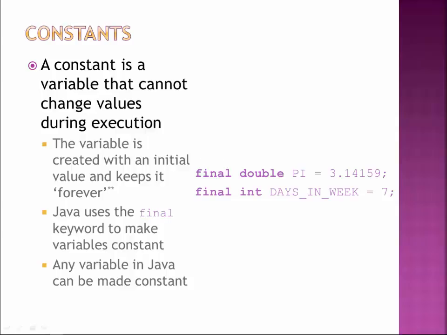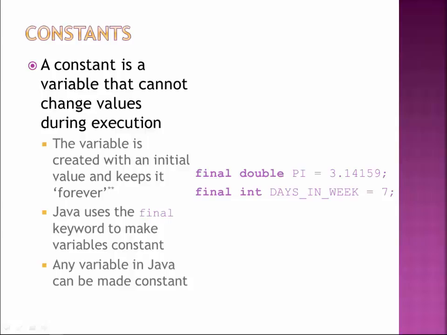The word final, in terms of defining a variable, there's other places final can be used as well, means that this variable can only be assigned one time. That assignment might happen right now, or it can happen later on one time, but it does not change after it's been assigned one time. So in this case, double pi is equal to 3.14159.